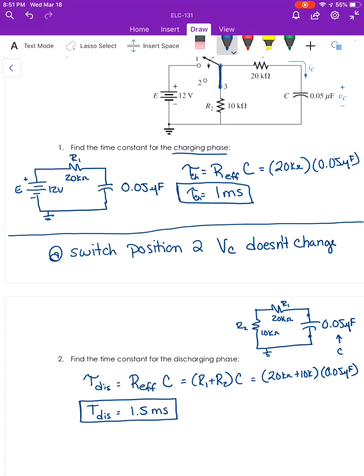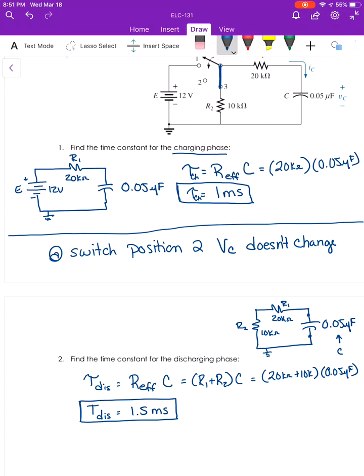So what does that tell us? It tells us that if we charge that capacitor, it's going to take us about 5 milliseconds to get it fully charged up to the 12 volts. If we discharge that same capacitor through the discharging circuit, which goes through switch position 3, it's going to take us about 50% longer to do that. Instead of 5 milliseconds, it's going to take us about 7.5 milliseconds.